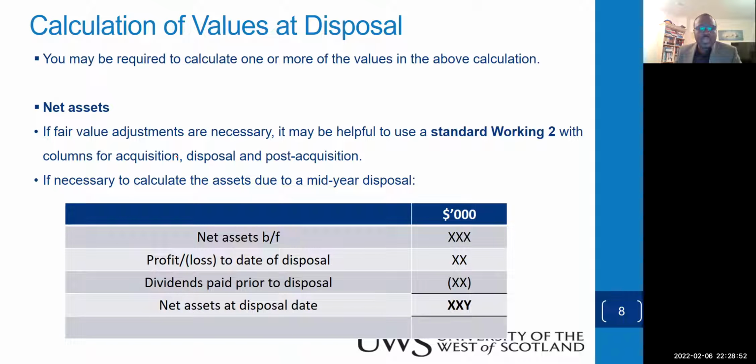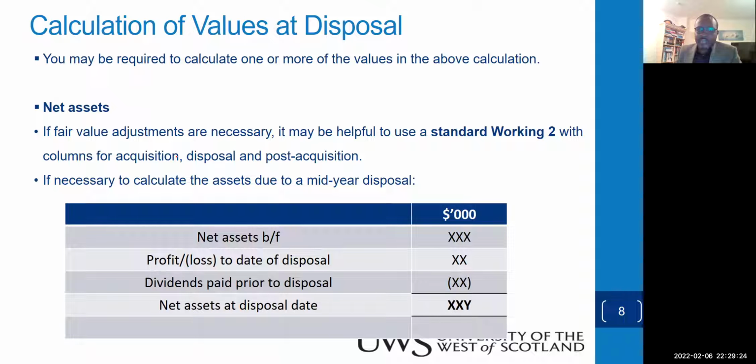You may be required to also calculate one or more values in the above calculation. Net assets, okay? Same standard working for identifying the net assets. But we must make a column for acquisition, disposal, and post-acquisition. This helps especially when there's a partial disposal. It happens, okay? However, if necessary, we have to calculate a mid-year. If there's a mid-year disposal, we can use it.